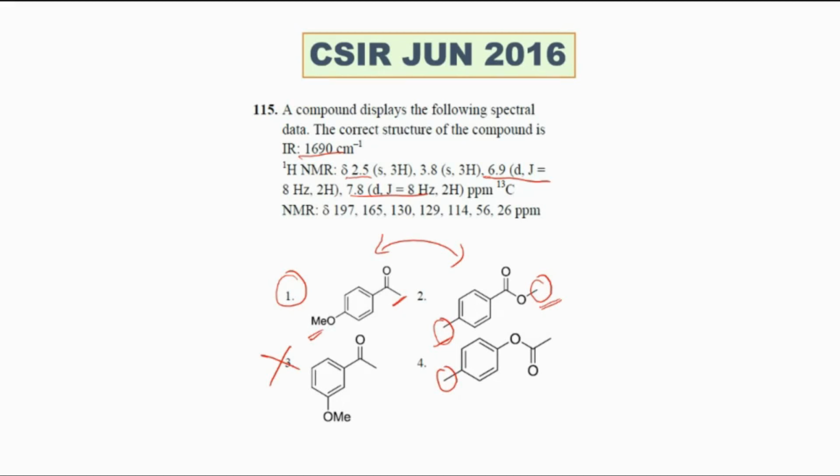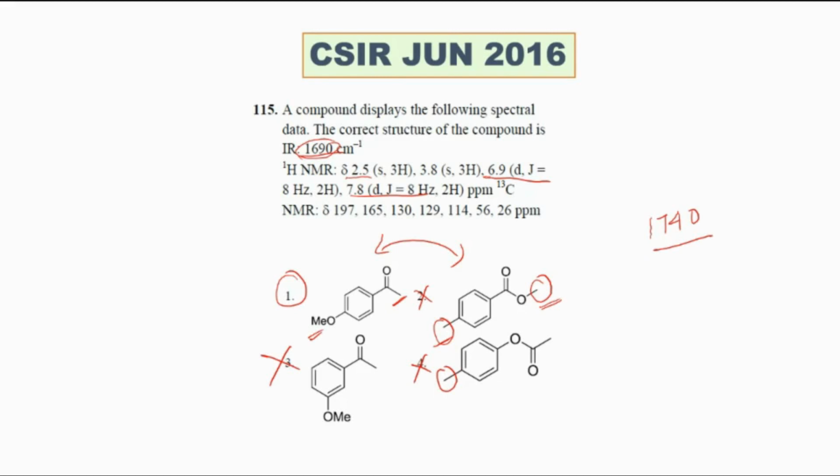How will you argue? By seeing the IR value, we can confirm the ketone. Based on this IR 1690, esters cannot have such a low value. The ester range is 1740. Even with conjugation, it will not decrease this much. So based on the IR value, I can rule out options 2 and 4. Done. Based on IR, I have ruled out options 2 and 4.